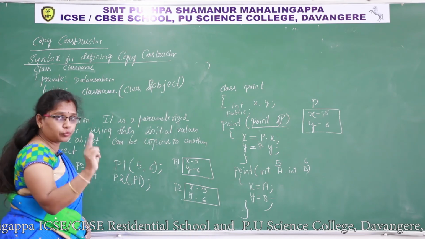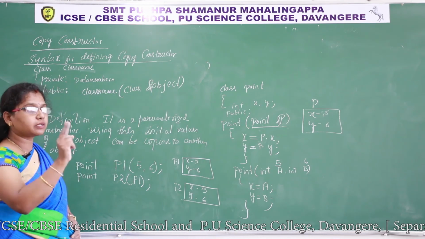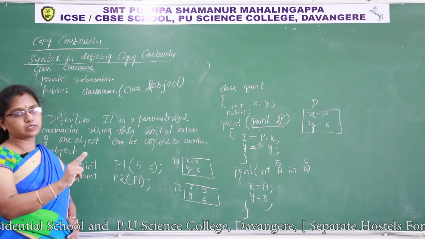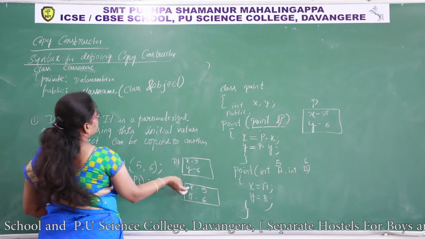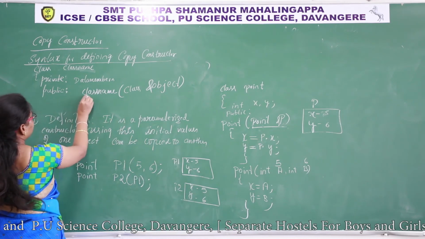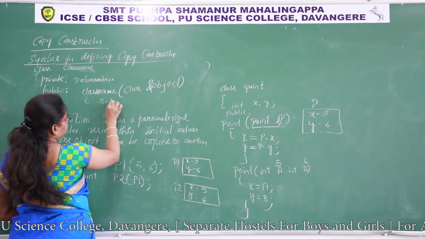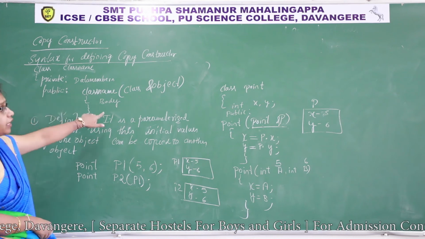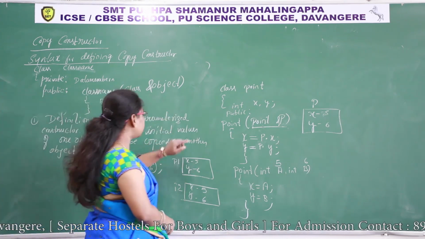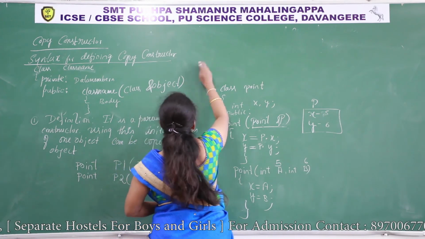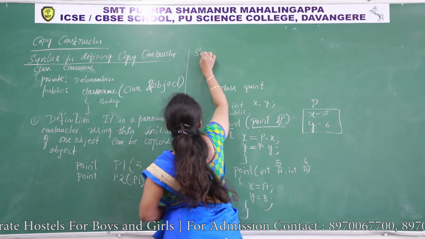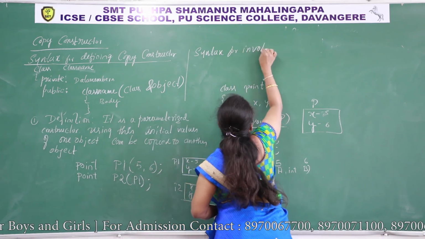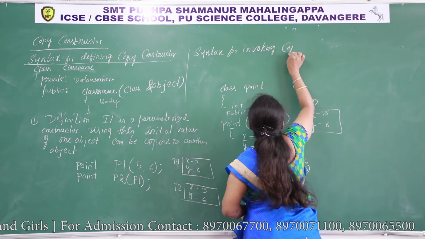We can pass in two ways, call by value and call by reference, but for this copy constructor your textbook has given the call by reference method, so I used call by reference. Class ampersand object, open flower bracket, body of the constructor, close flower bracket. Okay, this is the syntax for defining a copy constructor. Now the syntax for declaring or invoking a copy constructor.